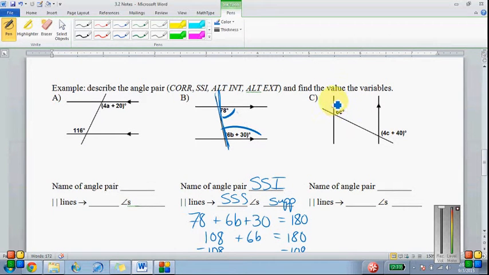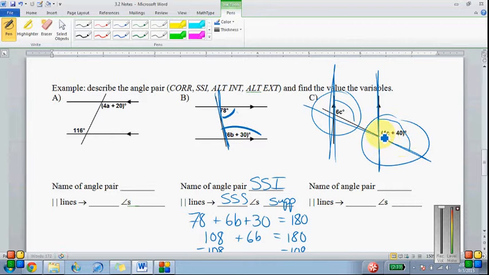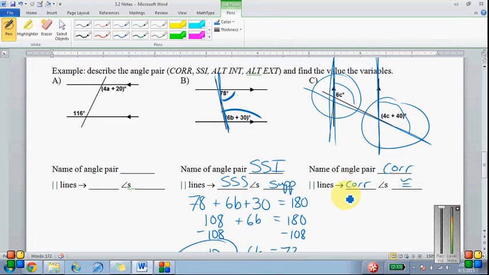Next one, letter C, we've got this angle right here, this angle right here. These are our parallel lines. So if we look at this, these four angles, this is the top right. These are in the same position, so these are corresponding angles. So parallel lines means corresponding angles are congruent. Therefore, since they're congruent, we're going to set them equal to each other.